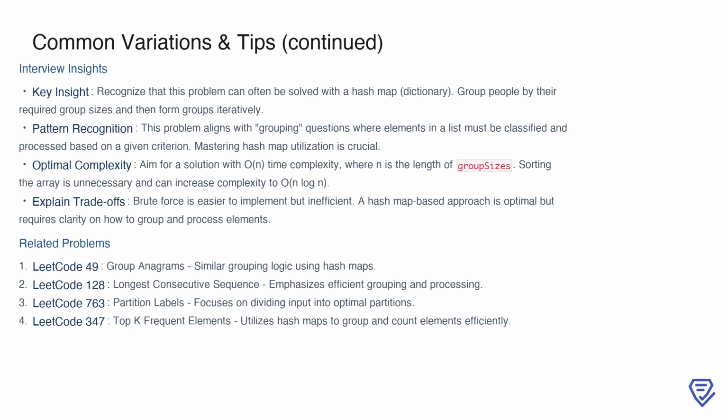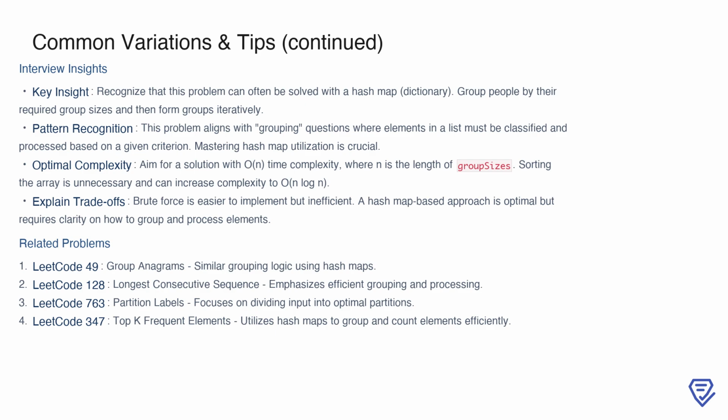To approach this problem effectively, it's important to understand the key insights. One of the most important ideas is recognizing that the problem can be solved efficiently using a hash map. By grouping people based on their required group sizes, you can iteratively form the groups without redundant processing. This aligns with a common pattern in algorithmic problems, grouping elements in a list based on some classification criterion. Mastering the use of hash maps for grouping is a valuable skill for tackling similar problems.